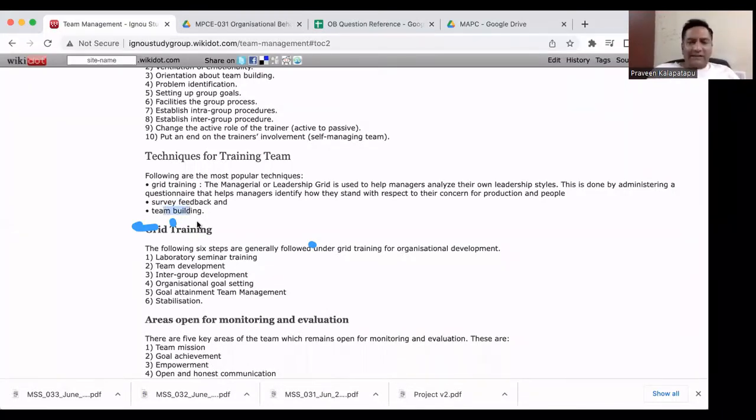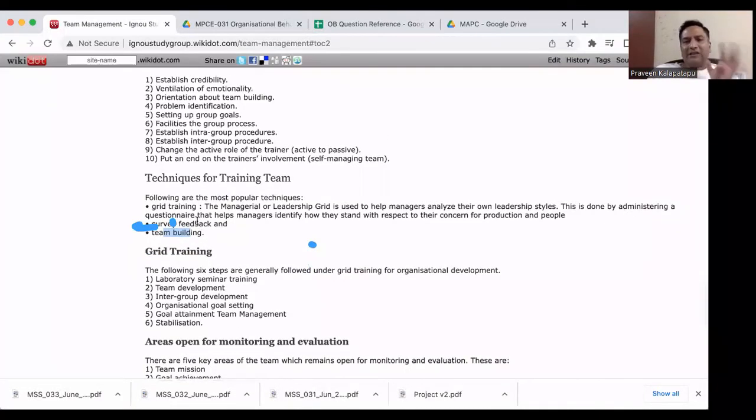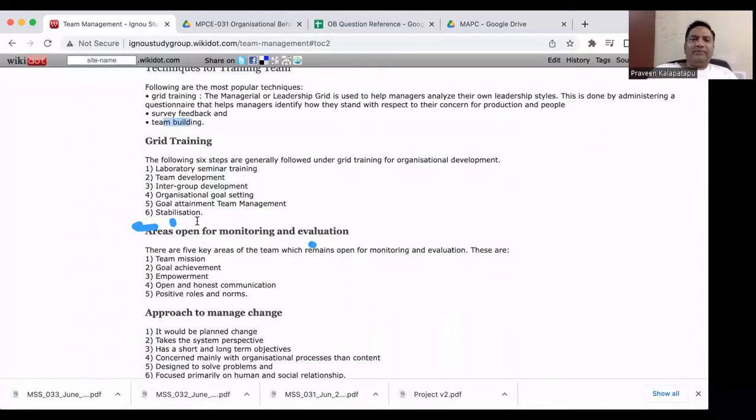And then team building exercises. There are a lot of team building exercises which are possible to build the team. In the last unit, we also talked about what team building is all about. In grid training, there are 6 steps. Basically, you make sure leadership styles are identified and tuned, and they can take the organization toward the goal. There are 6 steps involved here, so 6 various ways.